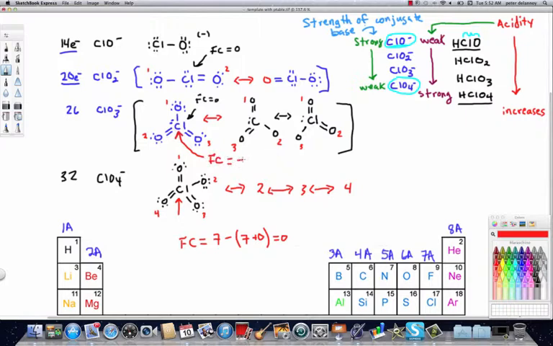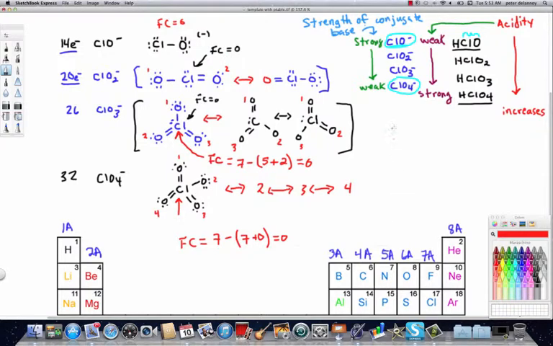All right, now for this guy right here, let's do this one really quick. It's going to be equal to 7 minus, quantity, 1/2 bonding, so it's going to be 2, 4, 6, 8, 10. So that's 5. And then notice that we've got an unshared pair for 2, so FC is equal to 0. All right, and if you keep on going with this, you'll see that FC is 0 in each of these cases.